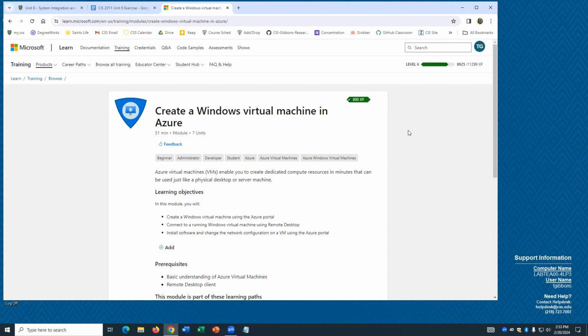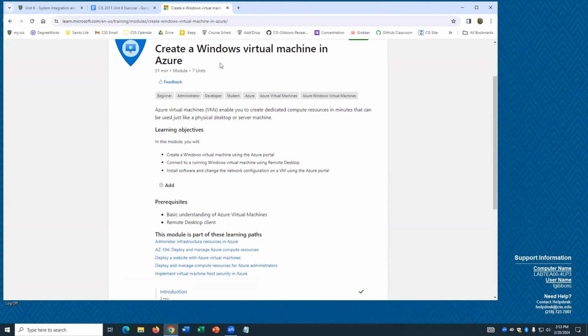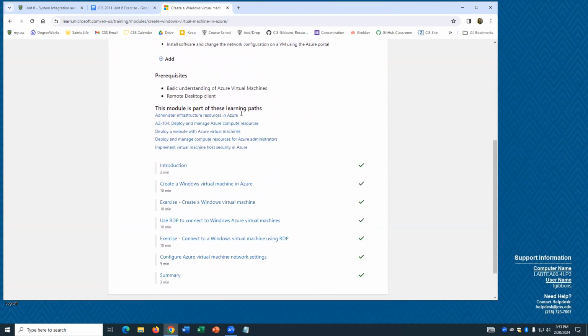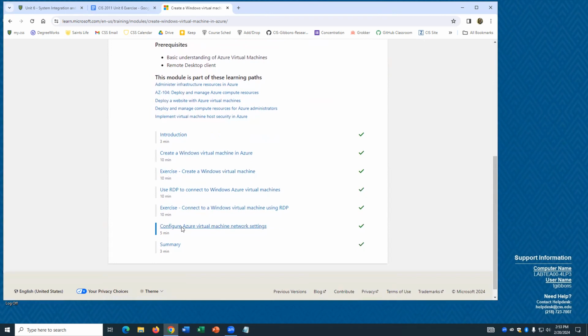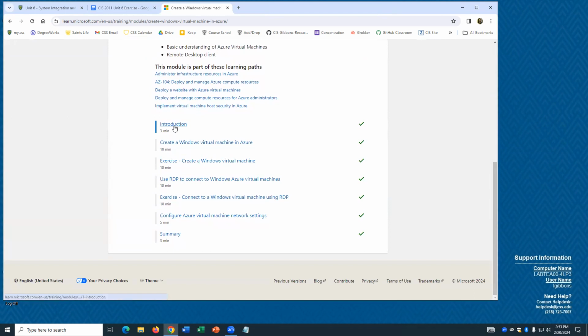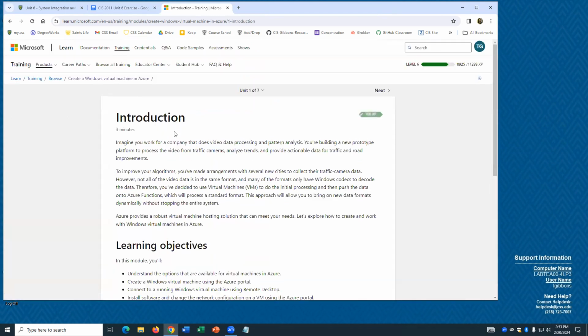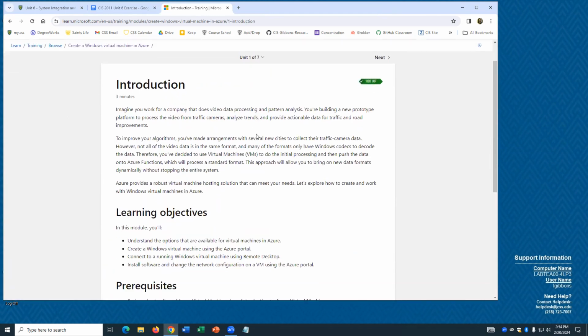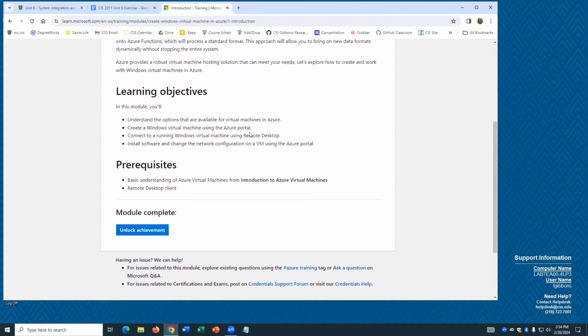And this is a free environment we can use at Microsoft, and it has a good training that explains things and sets things up. So we're going to create a virtual machine here. It lays out our steps for us. So we're just going to click on the introduction for this. And it says we're supposed to spend 3 minutes on the introduction here.